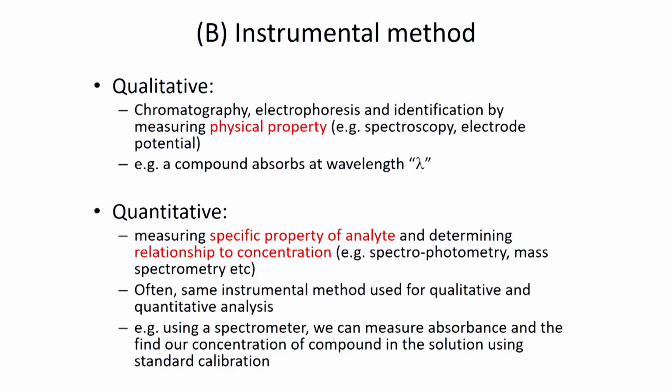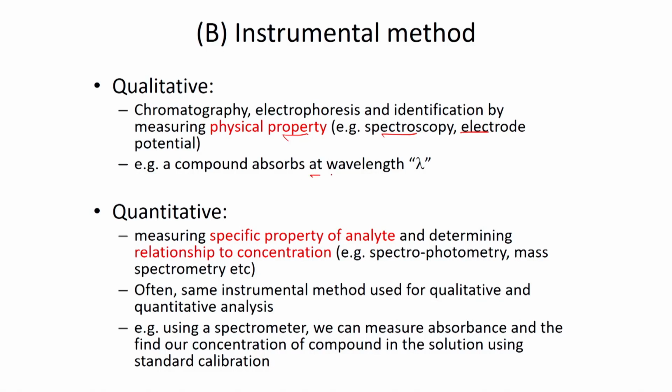And then the second one, the instrumental methods: qualitative ones, like chromatography or electrophoresis, are used to identify, and you also measure physical properties, such as with spectroscopy or electrode potential.